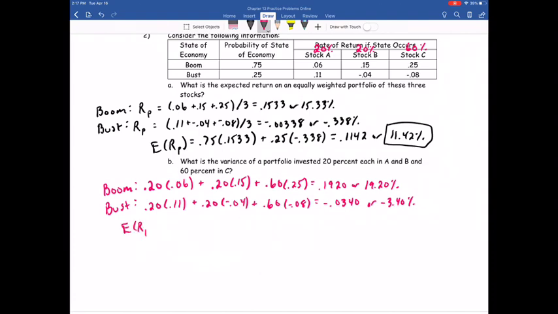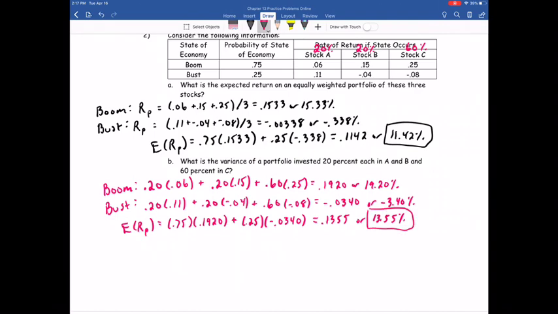To calculate the expected return of the portfolio, we need to assign the probabilities of these states occurring. There is a 75% chance of a boom economy. In the event of a boom economy, the portfolio will generate a 19.2% return from the previous step. And then there is a 25% chance of a bust economy, where the return would be a negative 3.4%. So the expected return of the portfolio, considering the probabilities of these two economic conditions, is 0.1355, or 13.55%. Now, that is not what the question is asking. We still need to calculate the variance.